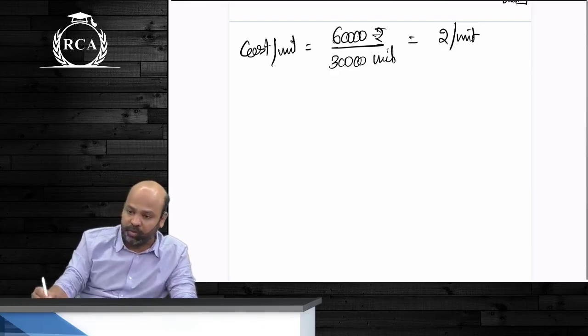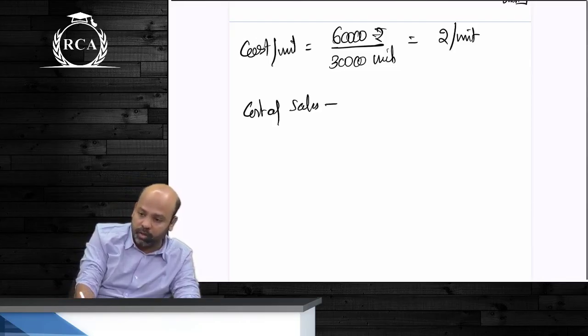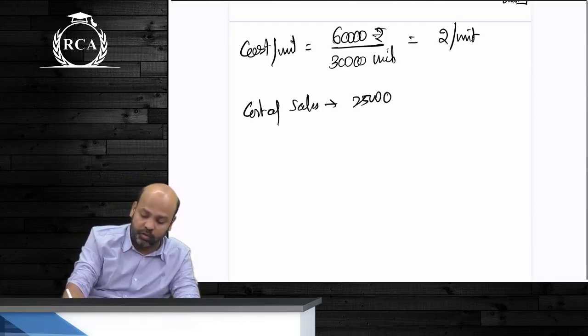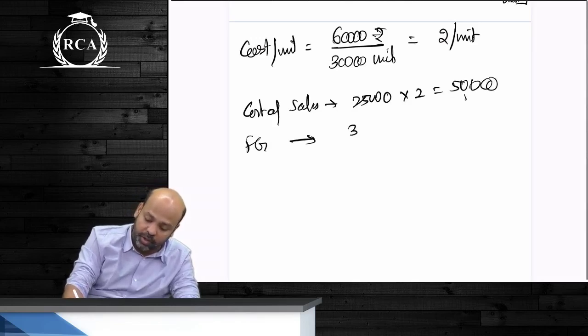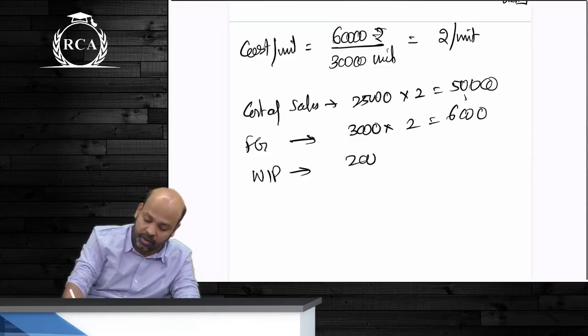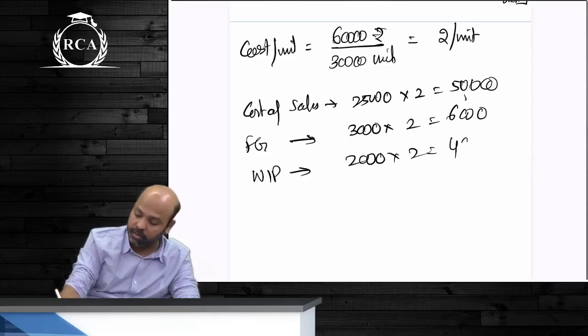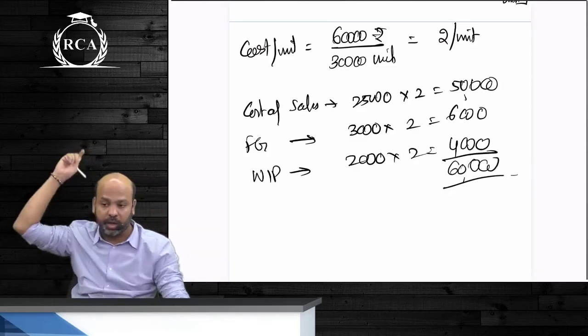Now this 2 rupees, beta, where will it get transferred? How many units have been sold? To the extent units are already sold, it will go and sit under cost of sales account. To the extent units are lying in stock, it will go and sit under finished goods account. To the extent units are lying as work in progress, it will go and sit under work in progress account. Total 60,000. Let's not forget 40,000 has already been transferred to P&L.